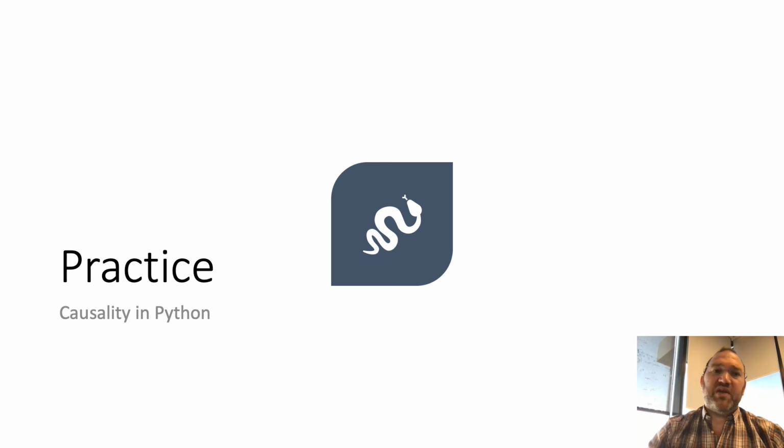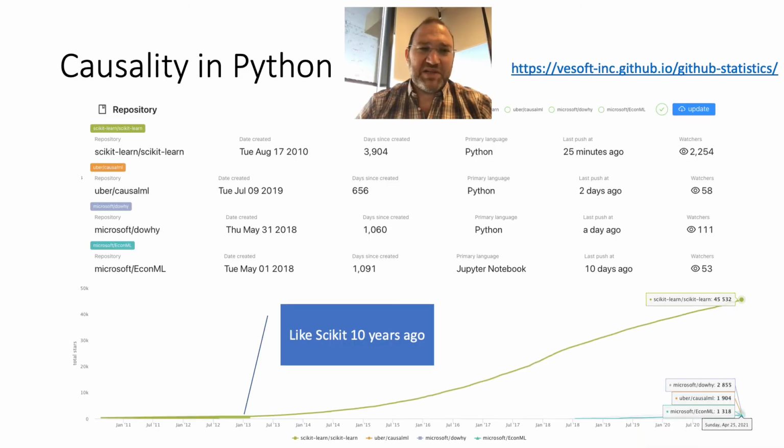Now we will move to the practice part, the part that you have all been waiting for. So first, about the packages in causal inference. Let's compare here scikit-learn versus the three most common infrastructures in causality. So first, you can see scikit-learn is about 11 years old, whereas the causal packages for Python are only two or three years old.